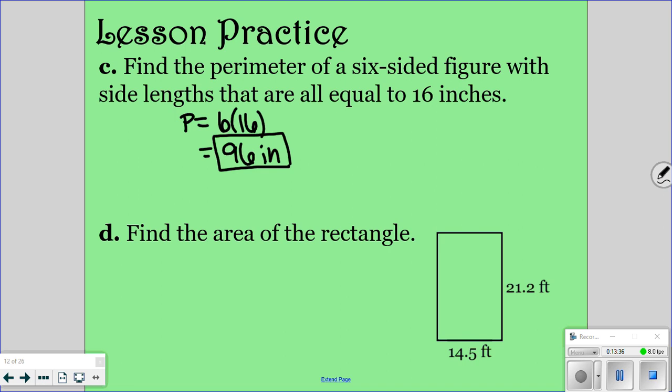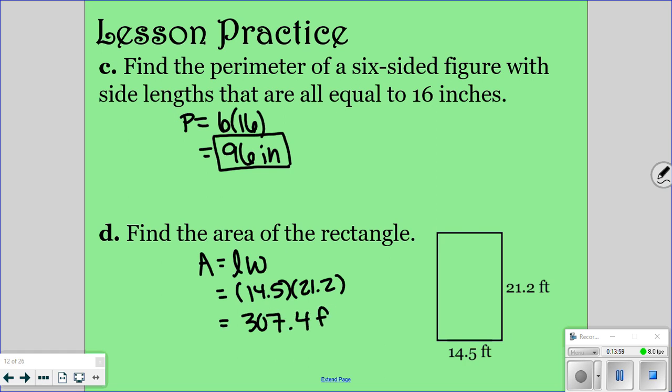For the area of the rectangle, you're going to do length times width. So our length and our width are 14.5 and 21.2. If you multiply those two together, you're going to get 307.4, and the units will be feet squared. Okay.